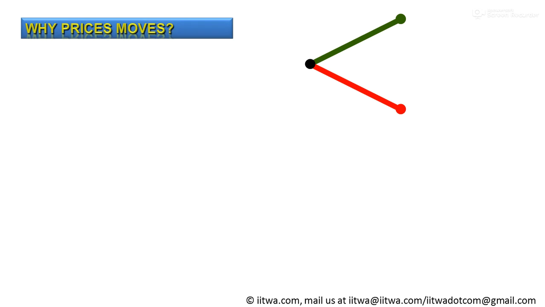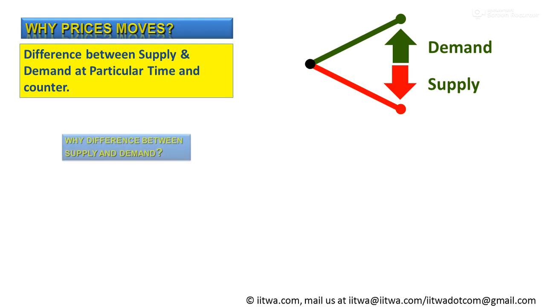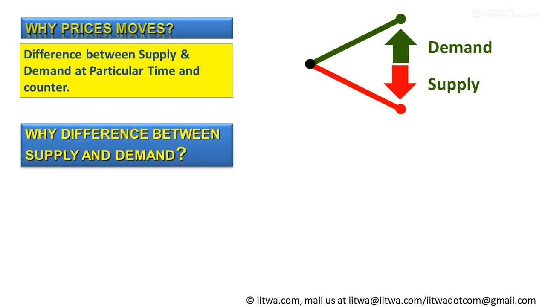During market hours, you may have observed that price always moves from one point to another point, either higher or lower as compared with the previous price. Why? Price moves from one point to another, higher or lower, due to the difference between demand and supply at a particular time and particular counter. Accepted. But why is there a difference between supply and demand? The answer is simple. Due to the difference between price and value.